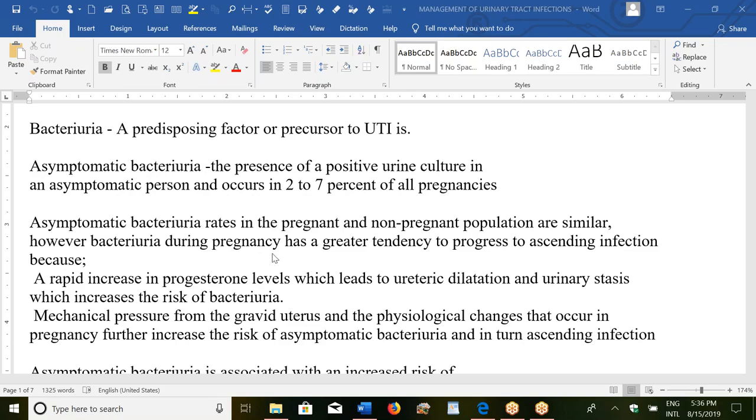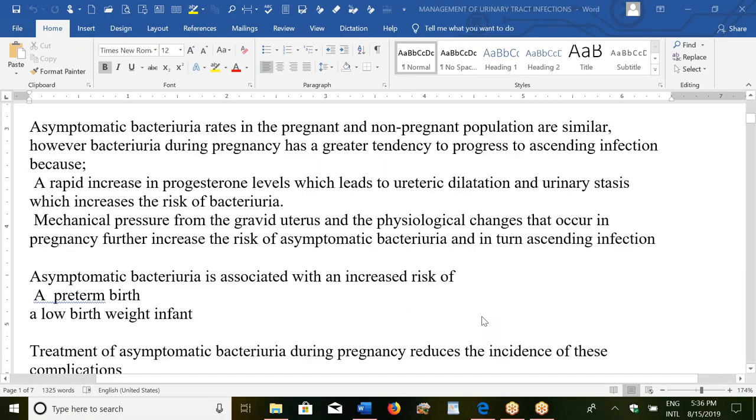However, bacteriuria during pregnancy has a greater tendency to progress to ascending infections because a rapid increase in progesterone level in pregnancy will lead to ureteric dilatation and urinary stasis, which increases the risk of bacteriuria. Secondly, mechanical pressure from the gravid uterus and the physiological changes that occur in pregnancy further increase the risk of asymptomatic bacteriuria and in turn ascending infection.